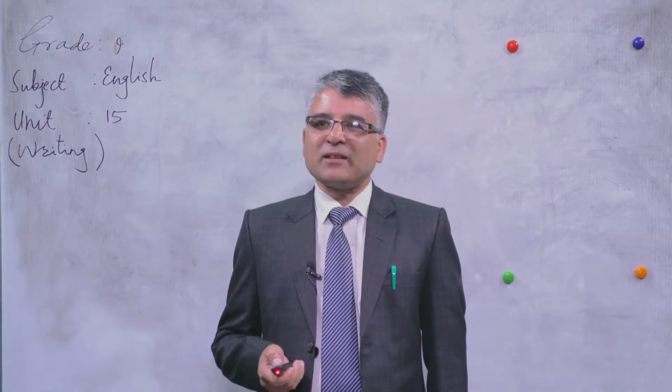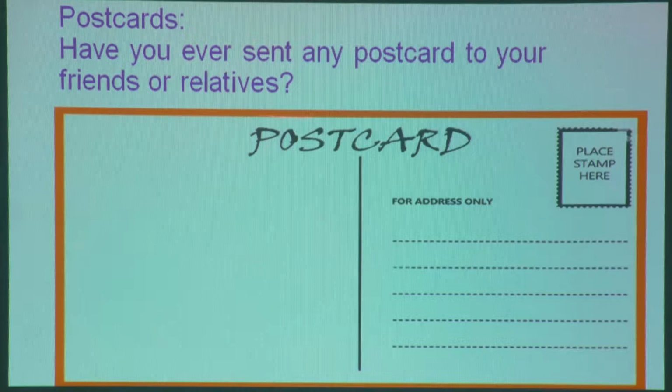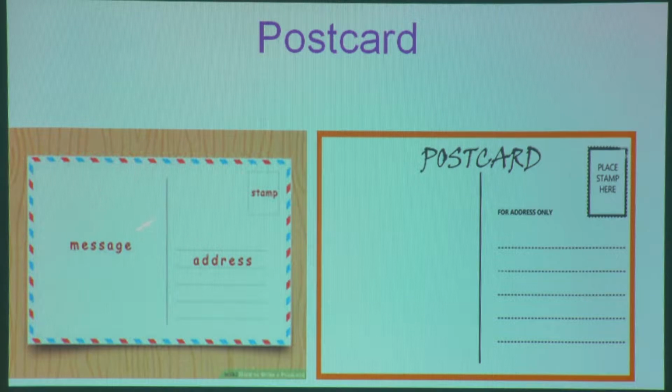So what are the things you can see here? This is the format of a postcard. We can check what the parts are. You can see this is for the stamp, right? And what is the place for this? Oh yes, you are right, it is for the address only. Okay, so can you guess what this part is used for? Yeah, this part is for writing the message.